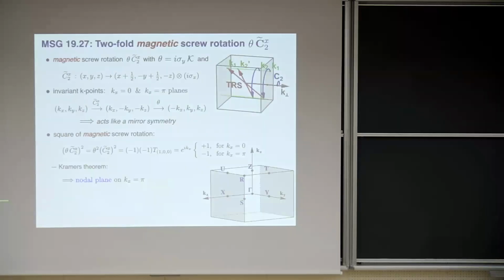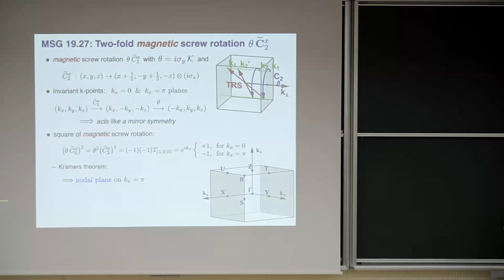Okay, so let me now combine this with the other two generators that we have in this magnetic space group. The second generator is this magnetic screw rotation. Here we have a combination of a time reversal symmetry with a screw rotation around the x-axis. So this acts in momentum space like this.